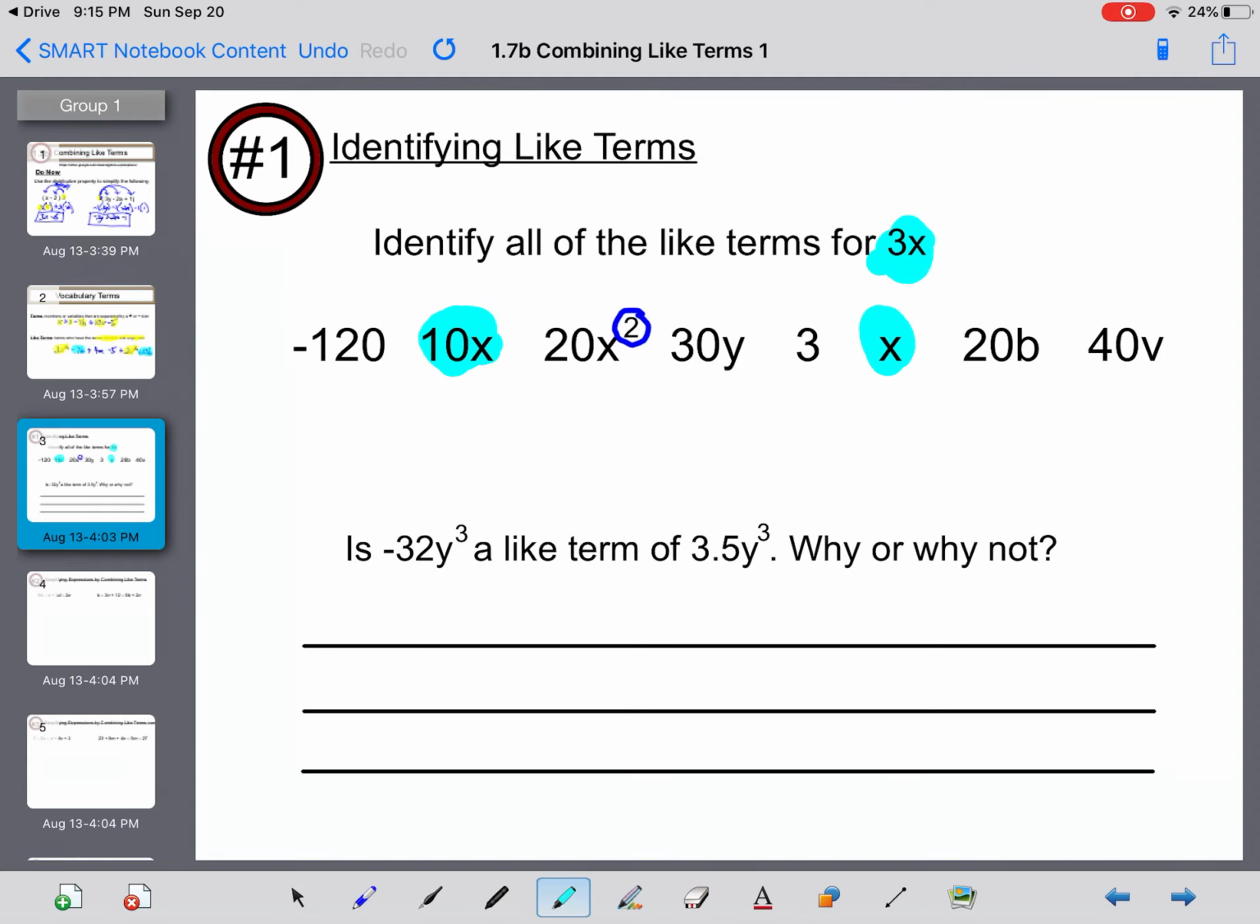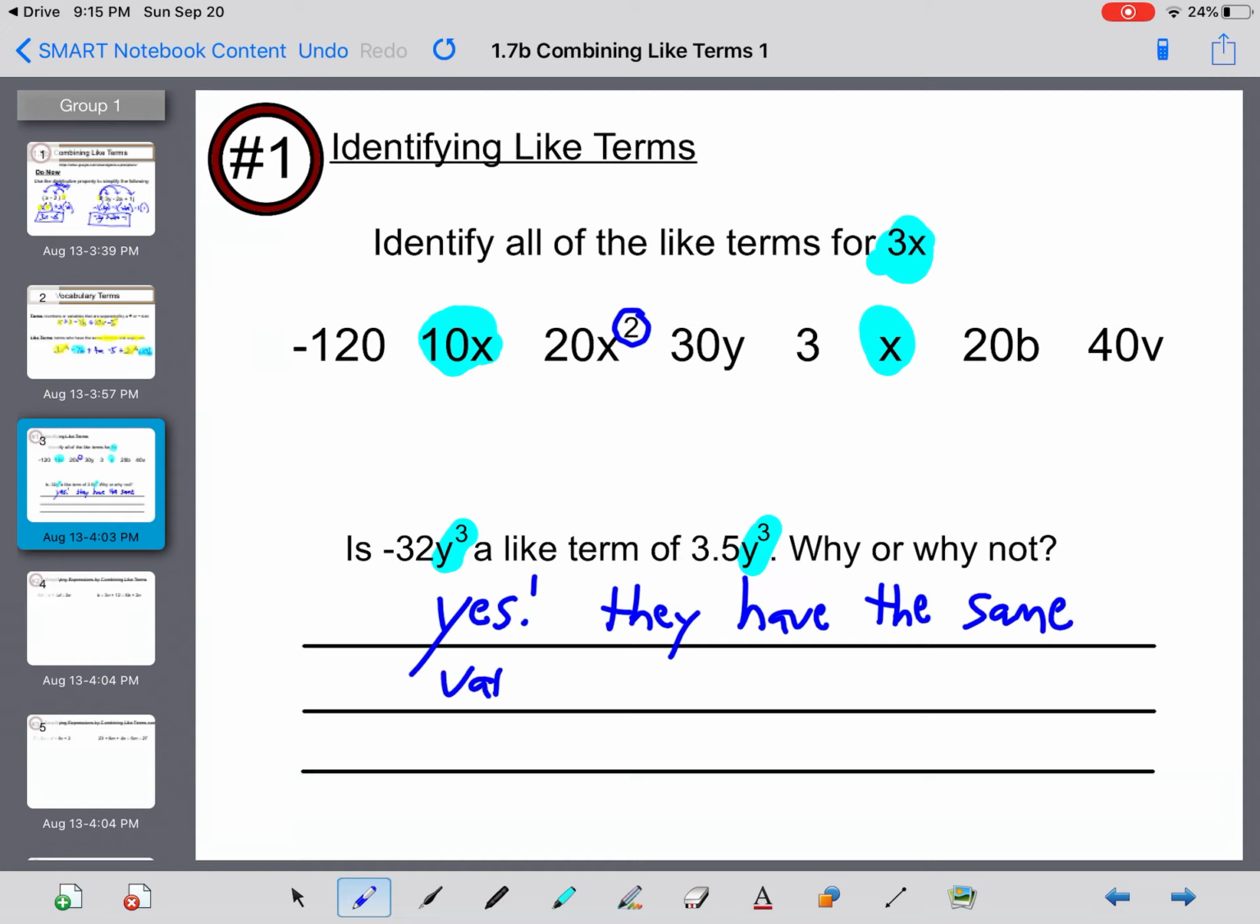On the bottom here, they just have a little question for you. Is negative 32y to the third a like term of 3.5y to the third? Why or why not? We'll take a look. The variable is y, the exponent is to the third, or 3. 3.5 also has y to the 3. Are they like terms? Yes. They have the same variable and variable's exponent.